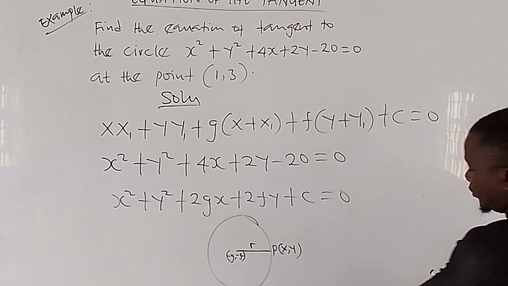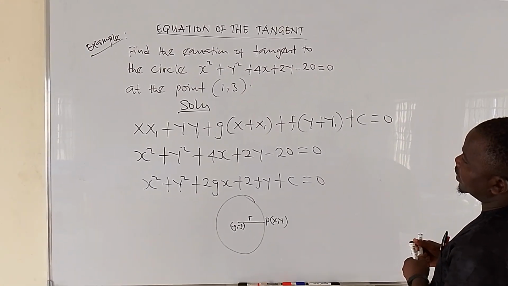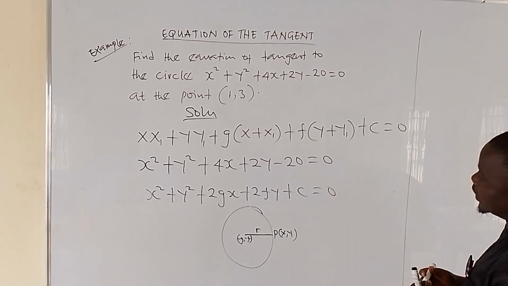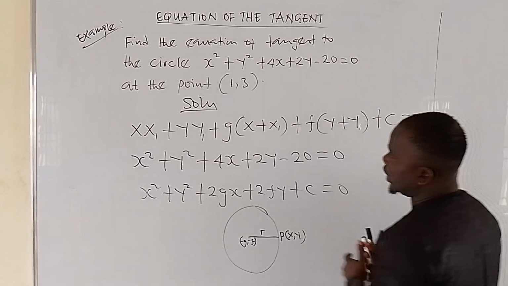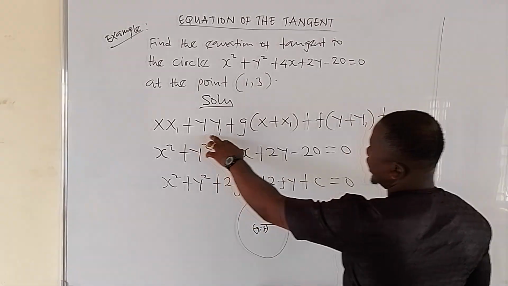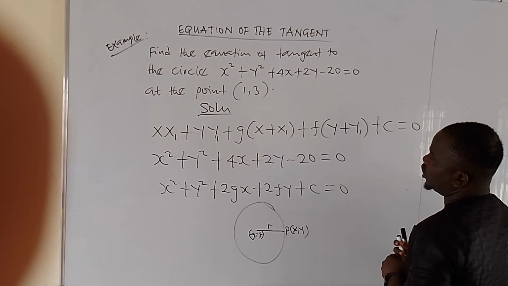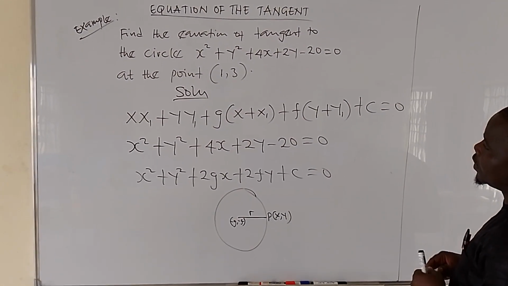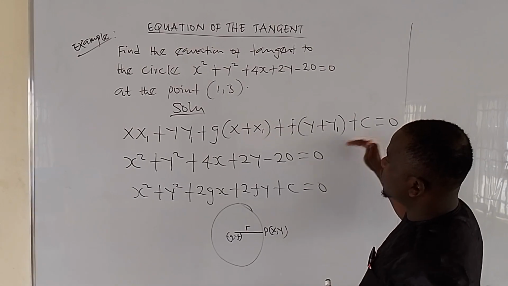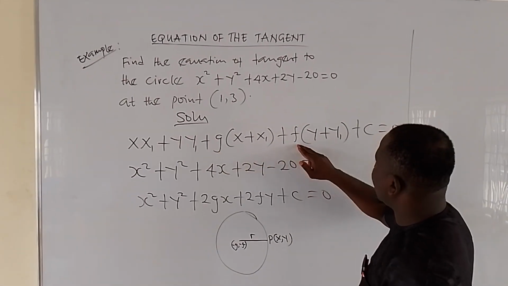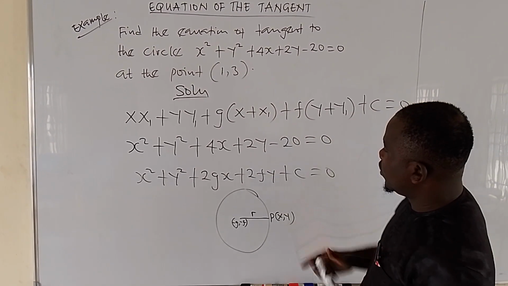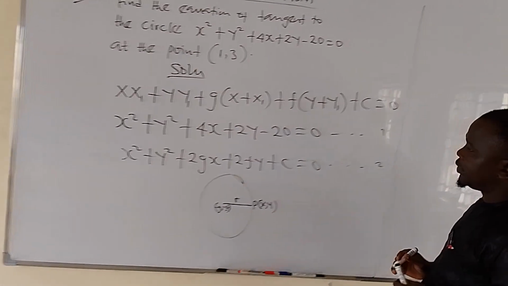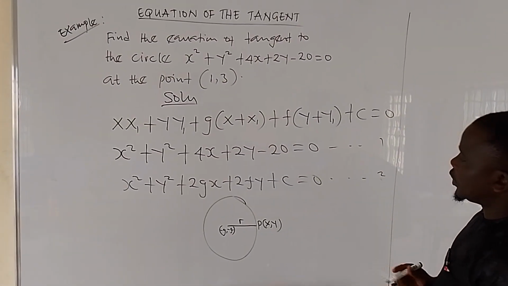Let's do it together. Let us solve this together. So now, let us ask ourselves: here we have our x1, we have our y1, we have our g, we have our f, and we have our c. Let us concentrate on obtaining g, f, and c. It means we are going to equate; let us name this one equation 1 and this one equation 2. So we equate equation 1 and 2.